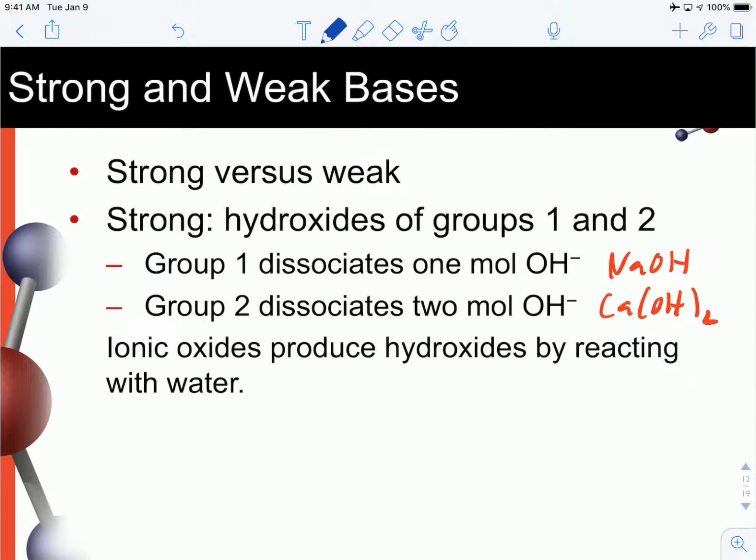That's not anything to do with the strength. The strength is the degree of ionization, but it can produce 2 hydroxides for each mole that's added. So it's going to obviously have a greater effect on your basicity, your alkalinity of your solution.